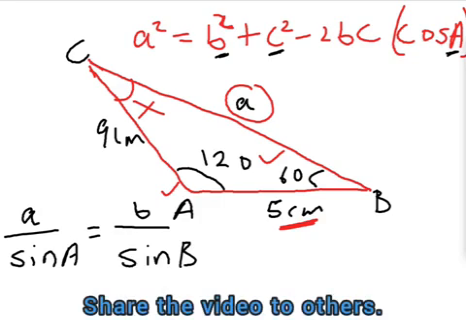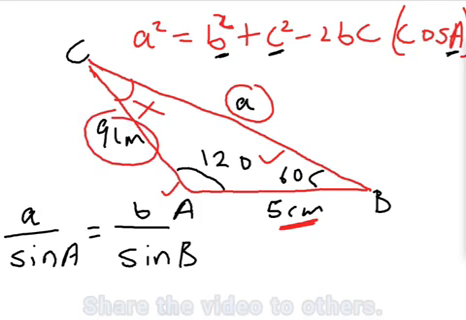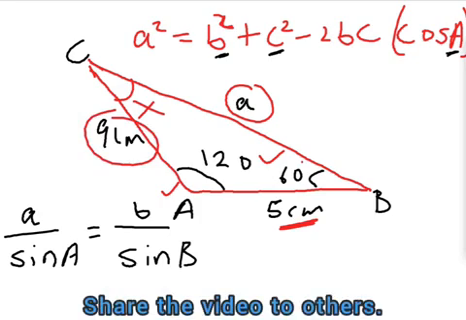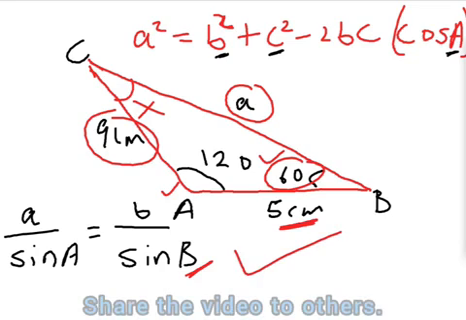Now let's check. Do we have small letter B? Yes, we have small letter B. Do we have big letter B, that is angle B? Yes, we have it. Good. Validated. This means sine rule can work for this question as well as cosine rule. So you can see the reason why you don't actually have to cram.